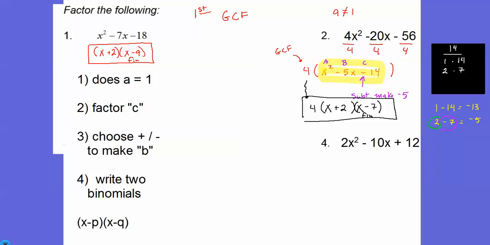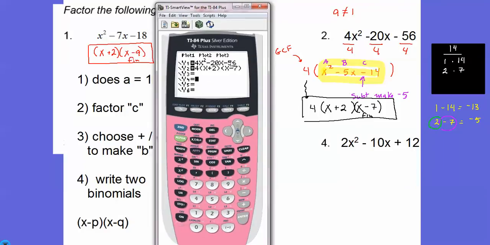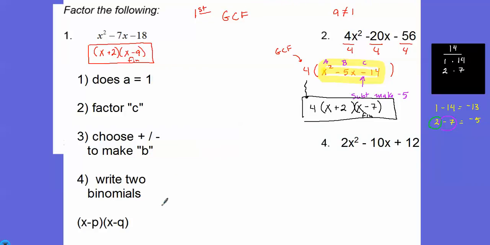Alright, so another way to check this, we could, again, use the calculator. What I've taken the liberty of doing is actually typing this in before to save some time. This first line here, 4x squared minus 20x minus 56, is the original problem. That's what came first. The second one, 4, is the greatest common factor. Then I have x plus 2 multiplied to x minus 7. If I were to look at the table of values, the second table, I should see that my y2 is identical to my y1. These two lists match, which is evidence that I've done this correctly. Alright, let's move on.